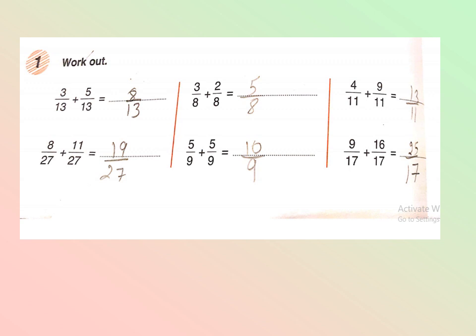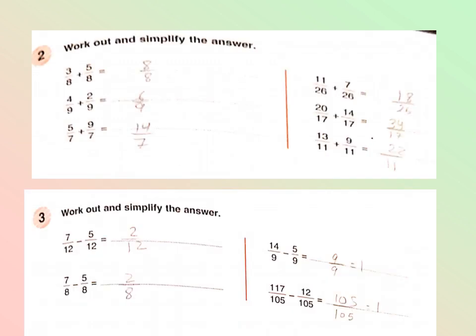Here we have exercise 1. 3 plus 5 out of 13, and here we have the same denominator, so go on, add the numerator while the denominator stays the same. And here in exercise 2 also we have the same denominator, so go on, add the numerator while the denominator stays the same. And if we get the top and the bottom number with the same numbers, the answer should be 1.